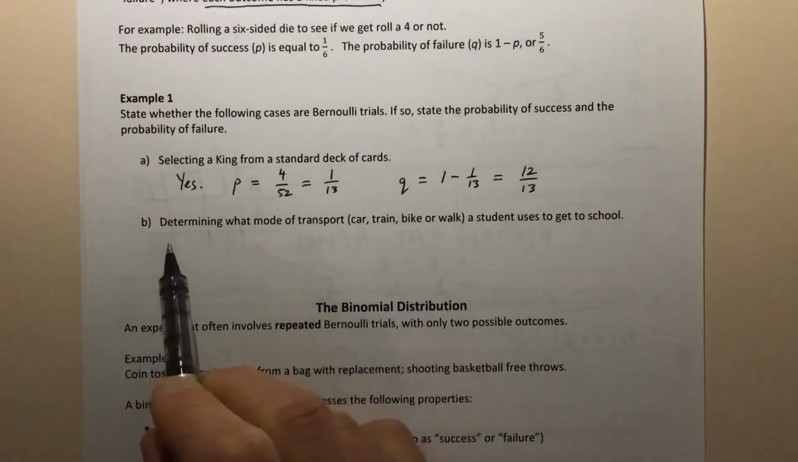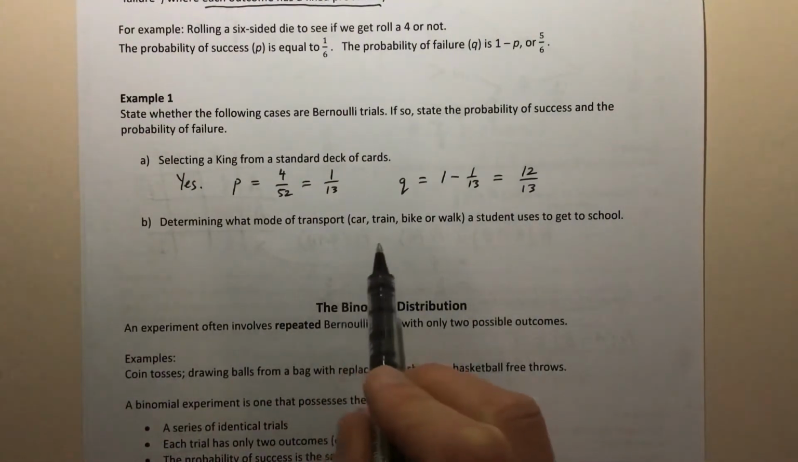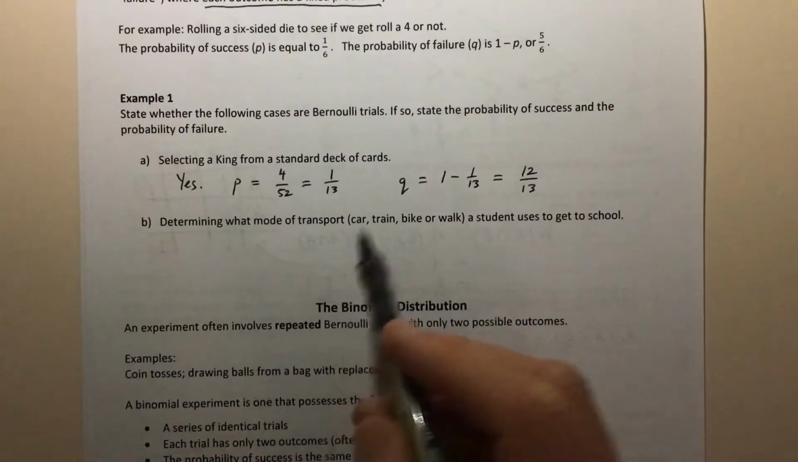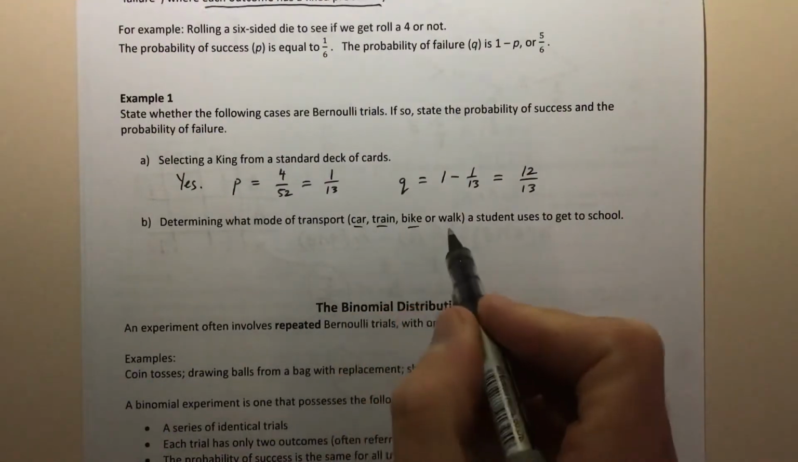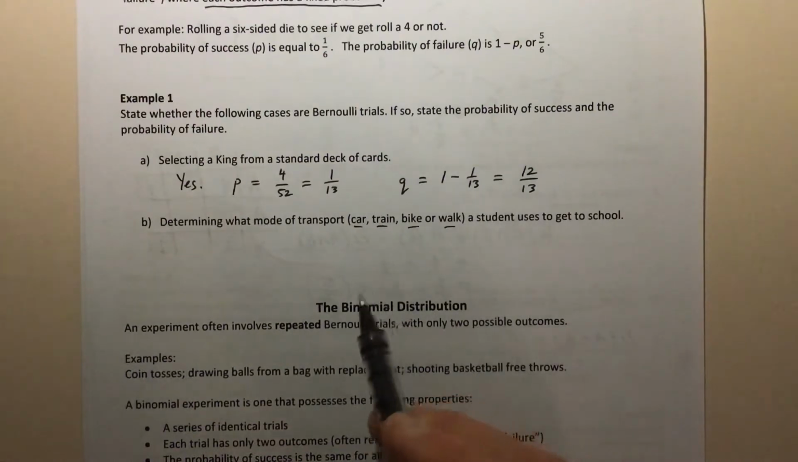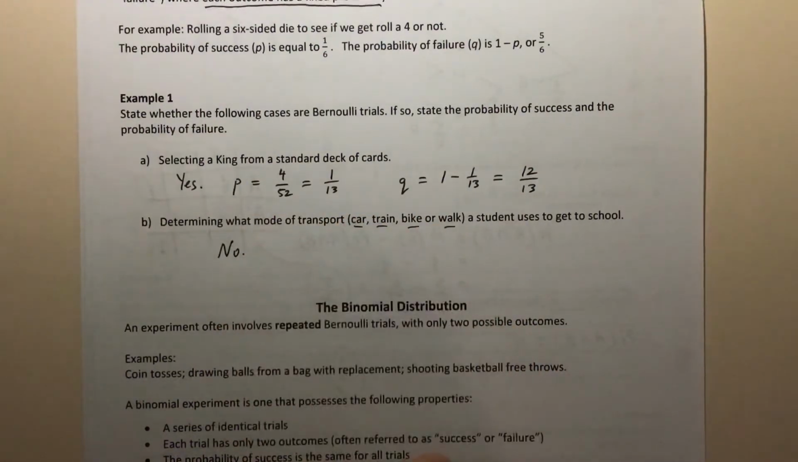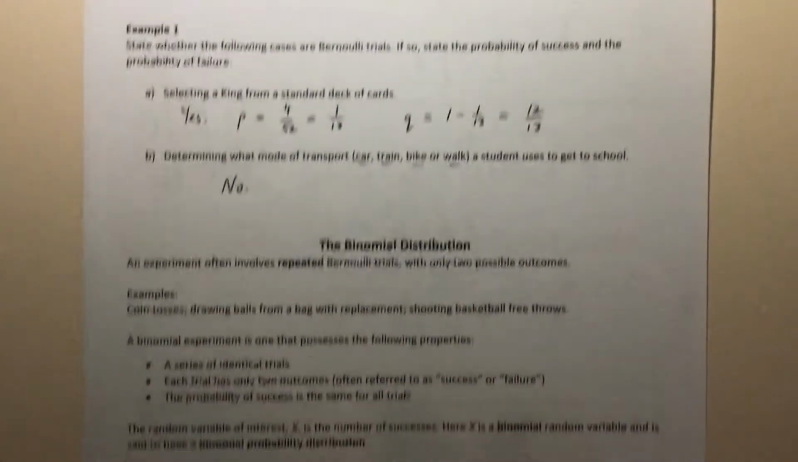Okay, another situation, determining what mode of transport a student uses to get to school, where the options are car, train, bike, or walk. Well, straight away, there's 1, 2, 3, 4 possible outcomes. So this is not a Bernoulli trial, right? Because remember that a Bernoulli trial only has two possible outcomes. So that one's just a no, it's not a Bernoulli trial.